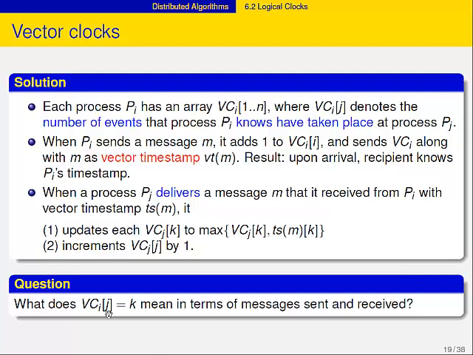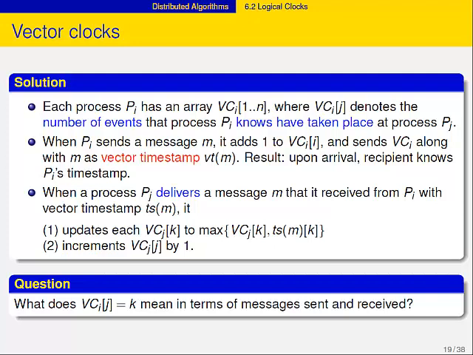What does VC[i][j] is k mean in terms of messages sent and received? And just to keep it simple, I'm not going to timestamp any events internal to a process. And I'll keep it even simpler. Let's drop this one as well, number 2. So I only timestamp messages when they're sent. What does VC[i][j] is k now mean?